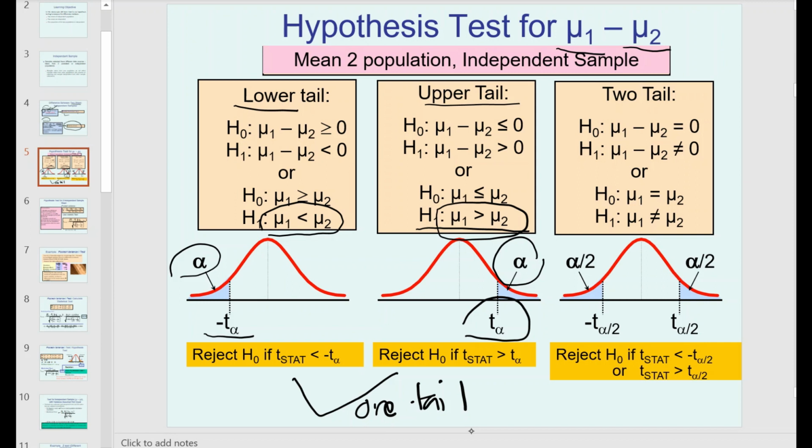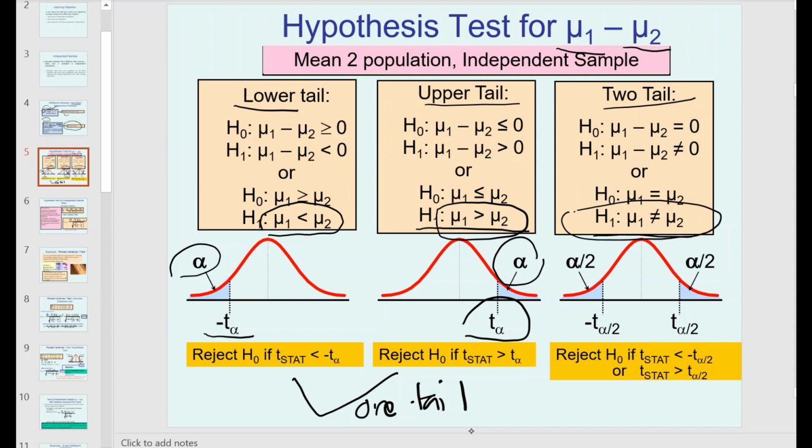Okay, same as in the previous chapter, lecture 8. All right, and so again for two tail, of course, it happens when your H alternative is in this symbol. Okay, mu1 is not equal to mu2.